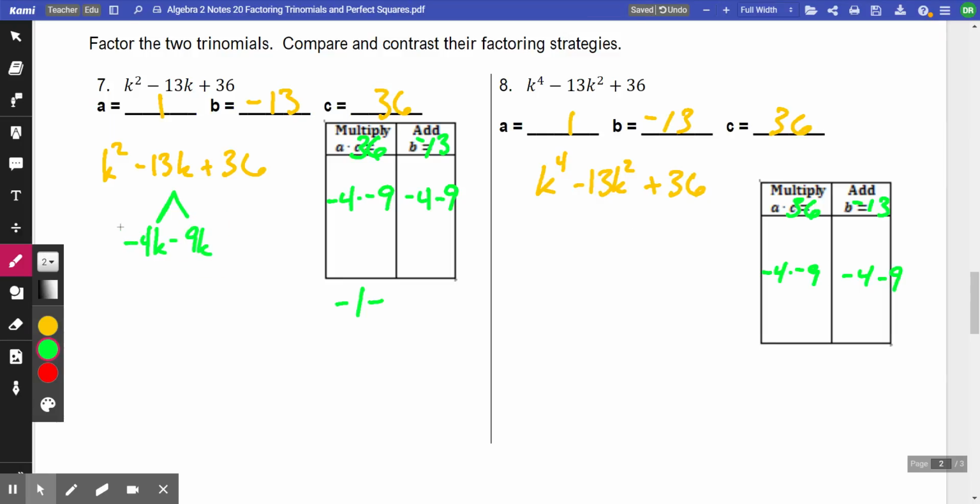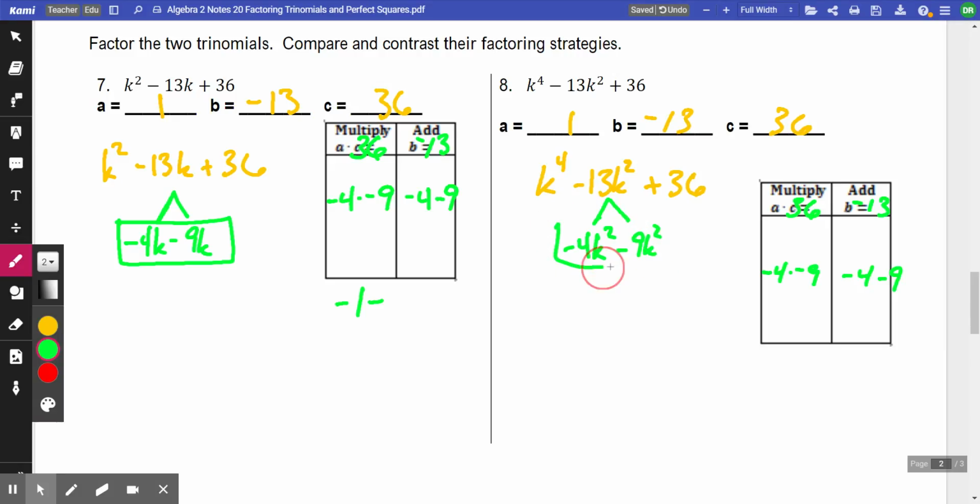And the reason is these two terms here, this is the whole idea of split the middle. We are finding two terms that combine back to what we originally had. Negative 4k minus 9k is negative 13k. We are just rewriting that middle term. So we'll use a similar idea over here. We're going to split the middle with our negative 4 and negative 9, but we need to combine back to k squared. And so we are going to keep these as k squared.